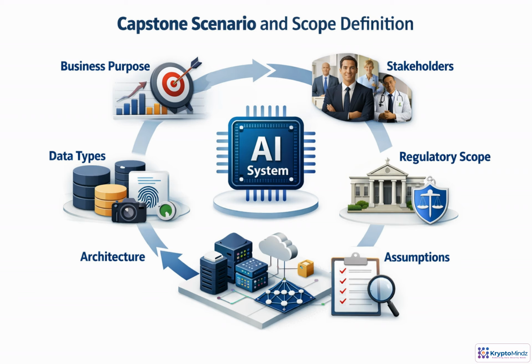Welcome to the Capstone. Here, we bring the AI compliance lifecycle together by defining the system first: its purpose, data, stakeholders, regulations, architecture, and assumptions. Clear scope comes before credible risk, control, and evidence mapping.